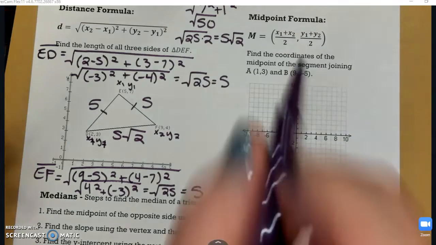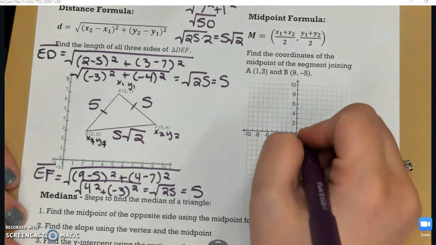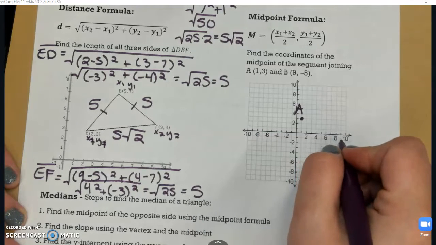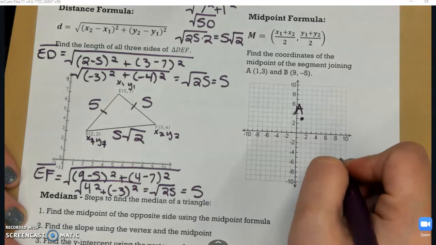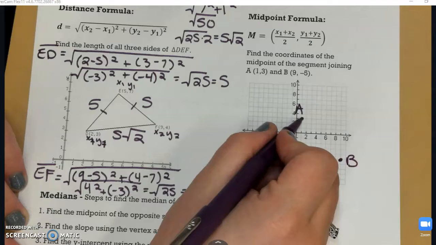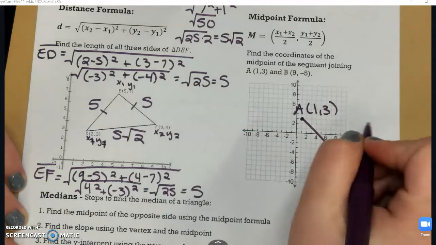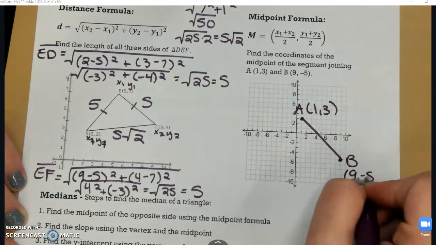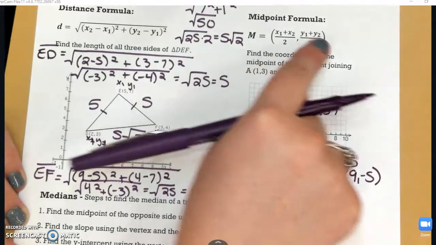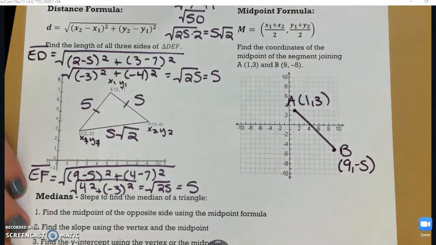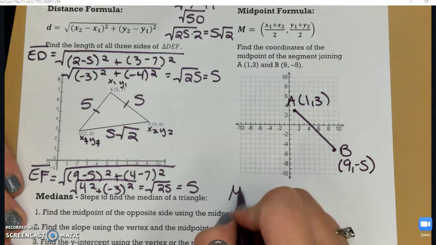If I have two coordinates, let's look at this example. A is at 1, 3, and B is at 9, negative 5. And I want to find the midpoint of the segment joining those 2 points. I can just use my midpoint formula, which is the sum of your x values divided by 2 and the sum of your y values divided by 2. This gives you the coordinates, the location on your graph of the midpoint.